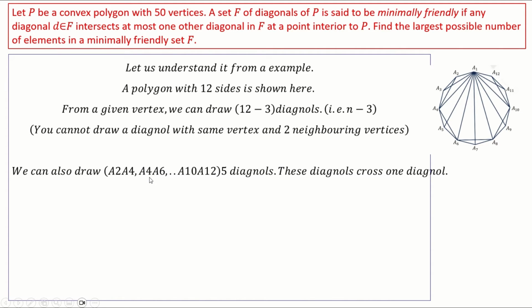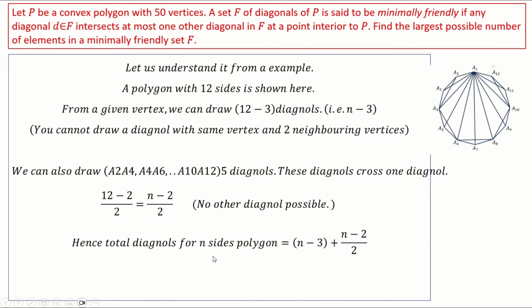Now you can also draw A2 A4, A4 A6 like that. A2 A4 will intersect only one diagonal, and A4 A6 only once. But if you take, let's say, A2 A5 or A1 A4, any other diagonal you take will intersect other diagonals more than once. So the only possible thing is either from one given point you draw the diagonals, and then A2 A4, A4 A6; this is the only possible combination. How many diagonals can you draw? Basically 5, that is 12 minus 2 by 2, which is n minus 2 by 2. So just use the general formula.